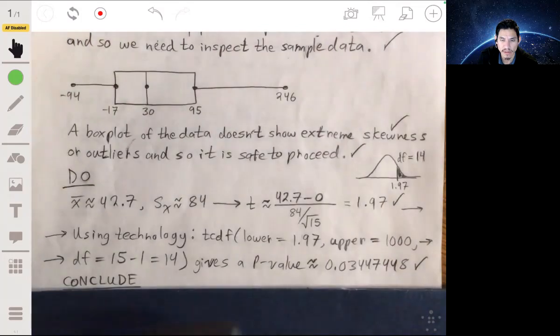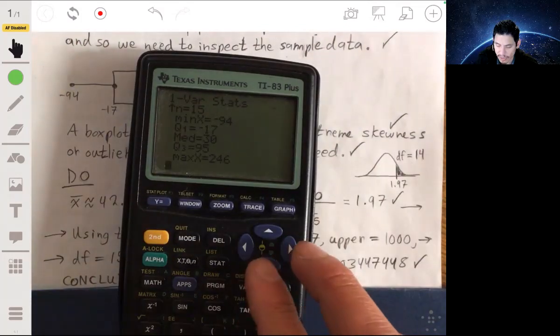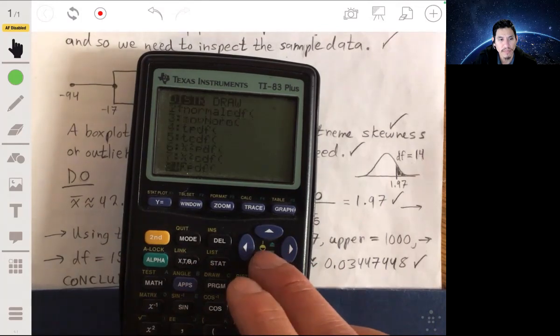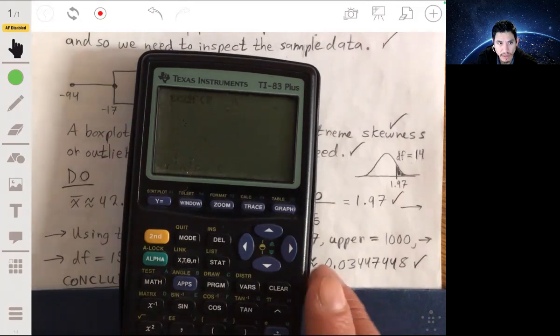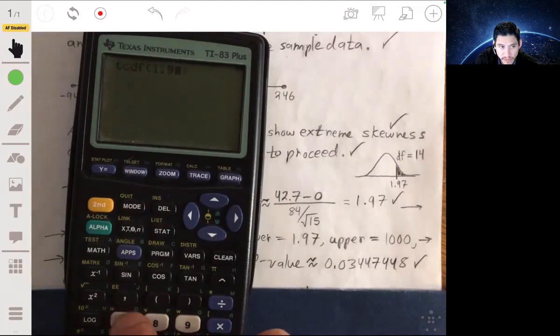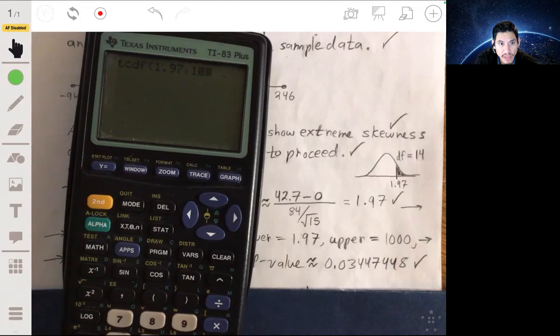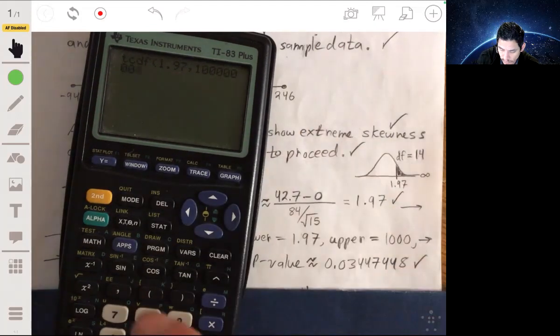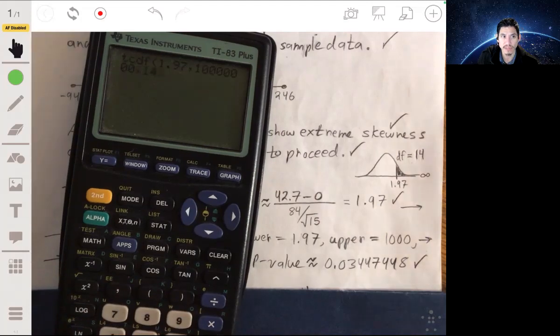So 14. So running it in my calculator, remember, you go to distribution, go to TCDF. Lower bound in this calculator, answer that first, 1.97. Upper, make it a very large number because remember, you're going to infinity theoretically, comma, followed by the degrees of freedom, which will be 14. And you can see I get a p-value of about 3.4%.